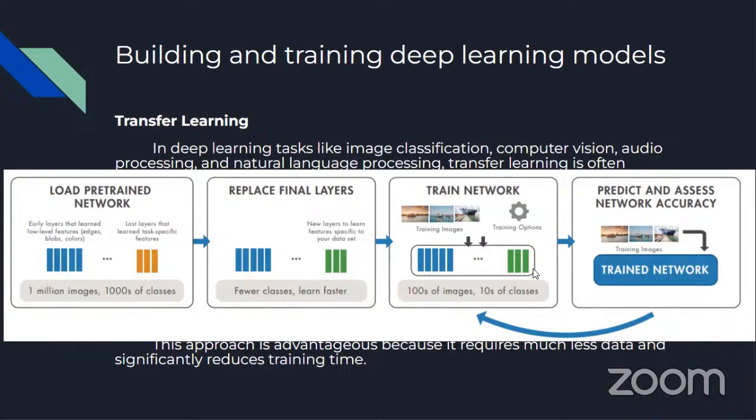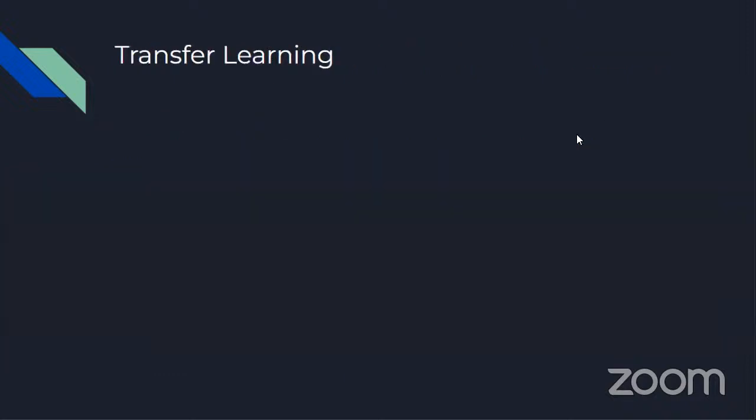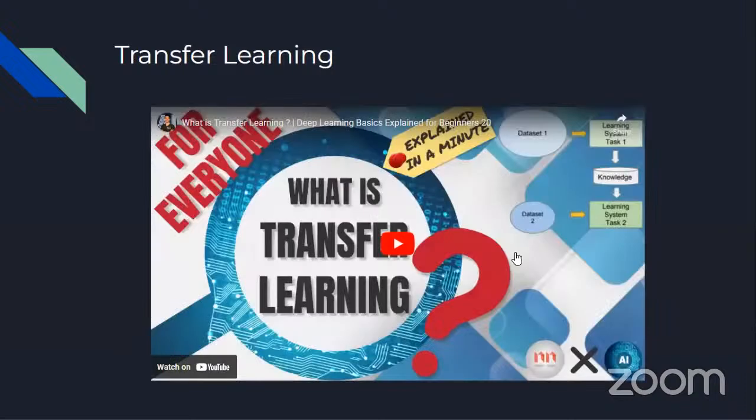Then you do what? Then you train the network on your training images, right? And after that you predict, you see the accuracy. If accuracy is less, you again go on the training, and this is an iterative process. You keep doing that until the final loss or error is less. This is how you build or train a deep learning model using transfer learning. I'm not going through this video. You can check it later on.